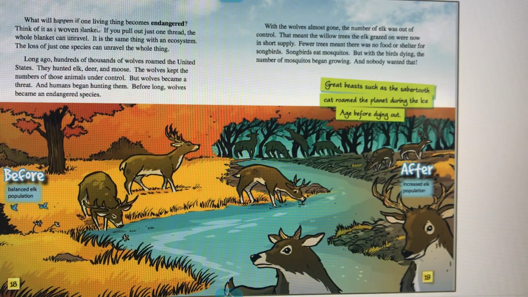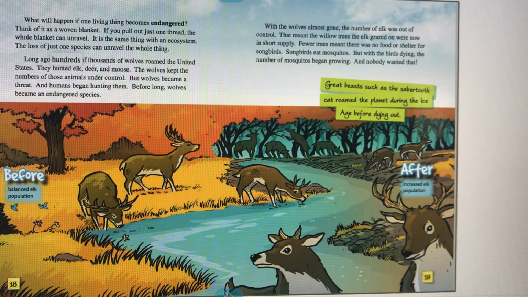What will happen if one living thing becomes endangered? Think of it as a woven blanket. If you pull out just one thread, the whole blanket can unravel, can come apart. It is the same thing with an ecosystem. The loss of just one species can unravel the whole thing.